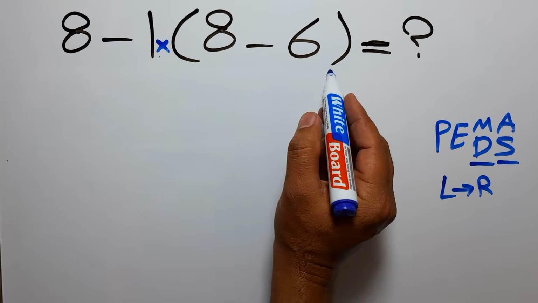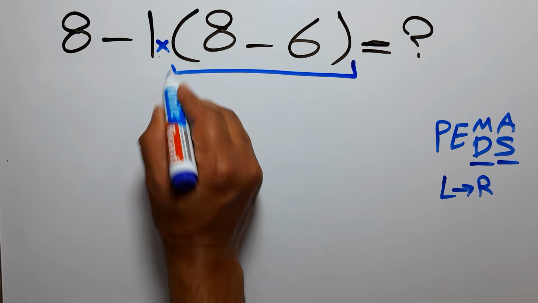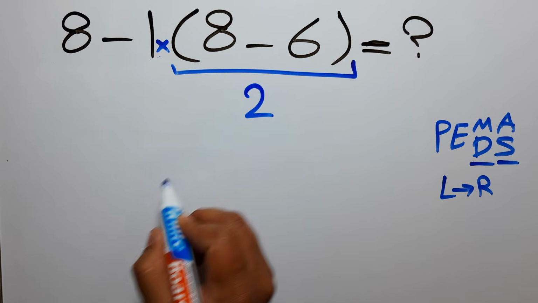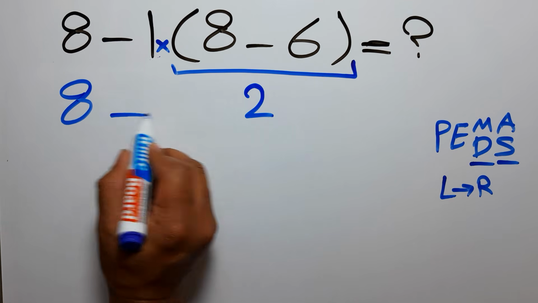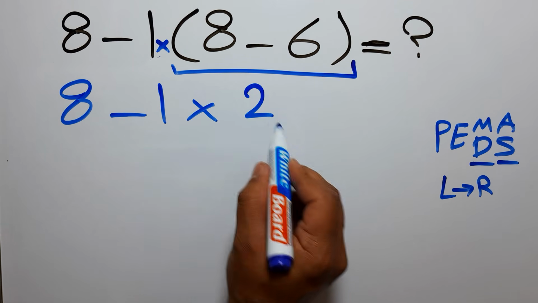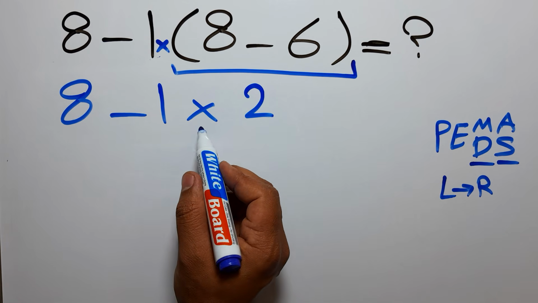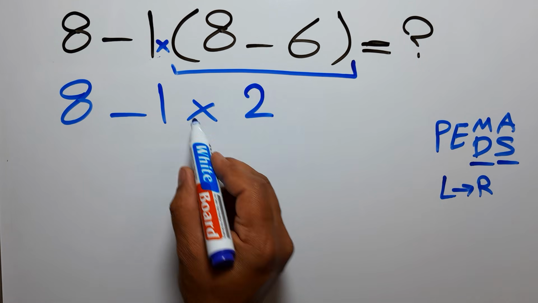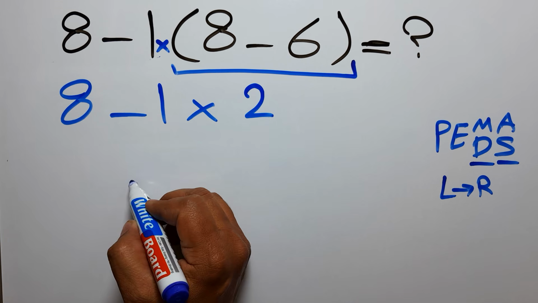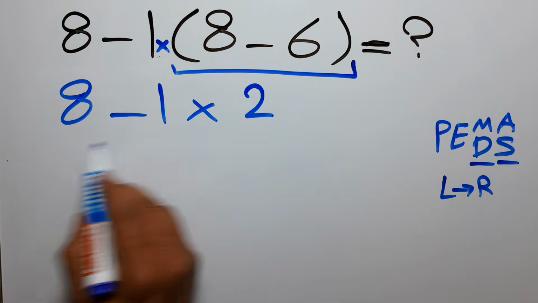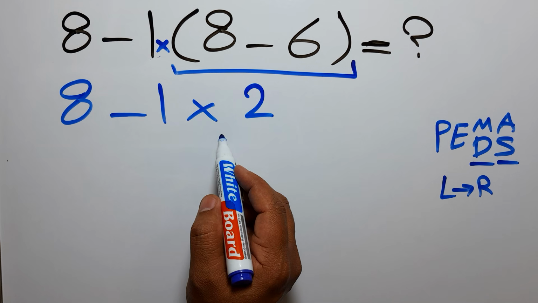So first we have to do this parentheses. Inside this parentheses we have 8 minus 6, which equals 2. So we have 8 minus 1, then times 2. Now we have one subtraction and one multiplication. According to PEMDAS, multiplication has higher priority than subtraction because multiplication comes before subtraction. So here first we have to do this multiplication.